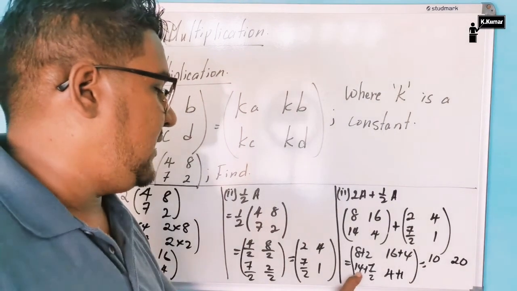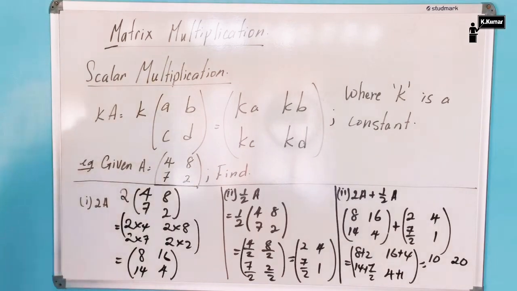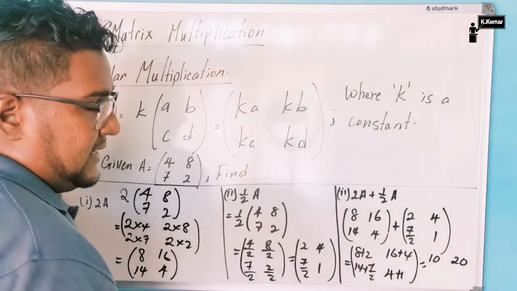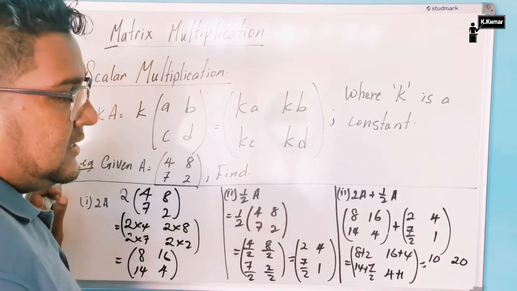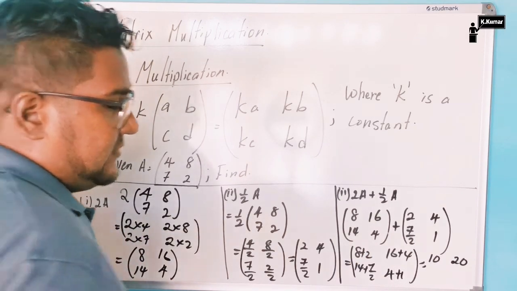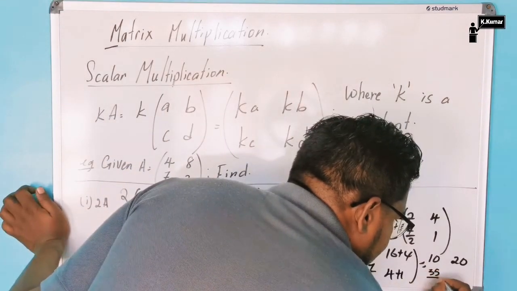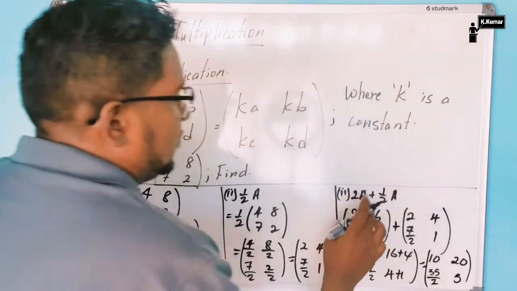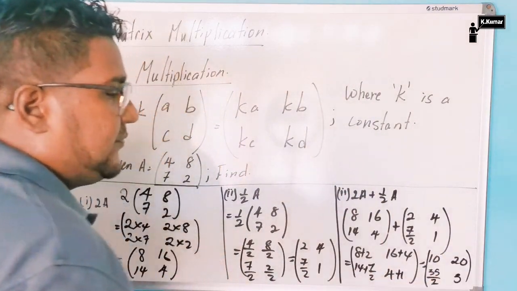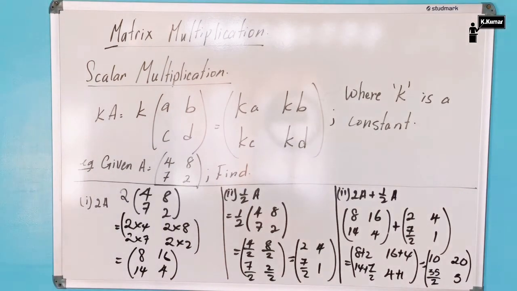So if you have 14 and you're going to break it into halves, then you're going to have 28. 14 wholes into halves is going to give me 28. 28 plus 7 is going to give me 35. So you're going to have 35 over 2. And then 4 plus 1 is going to give me 5. So 2A plus a half A is 10, 20, 35 over 2, and 5.